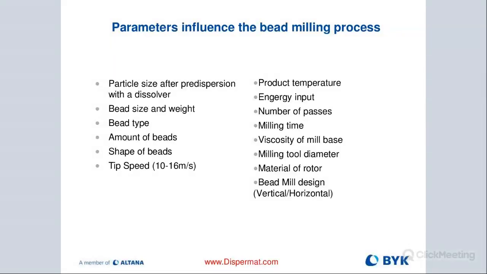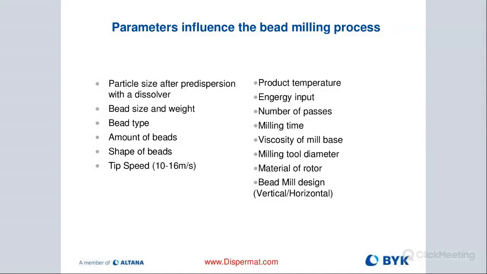Again, when we are milling, our tip speed should be about 10 to 16 meters per second. Again, the calculation for tip speed is the RPM multiplied by pi times the diameter of your milling rotor in metric. So let's say it's a 50 millimeter rotor: times 0.05 and divide everything by 60. That will give you the correct tip speed. Product temperature is really important. Try to stay as cool as possible, especially when we are milling. We're putting in a lot of energy, and therefore we really need to maintain a proper temperature in our milling chamber or supply vessel. They'll have cooling jackets to really ensure proper temperature control of our mill base.